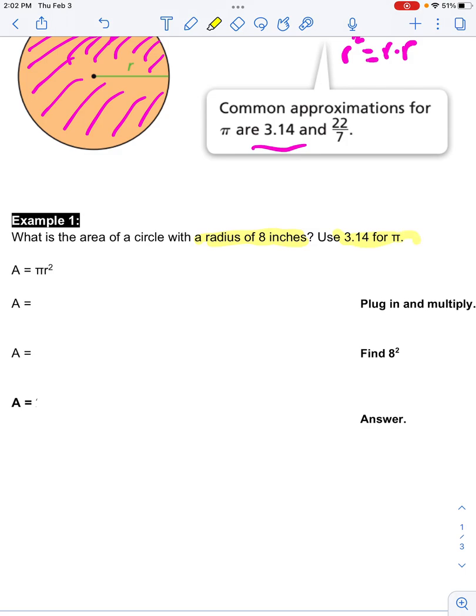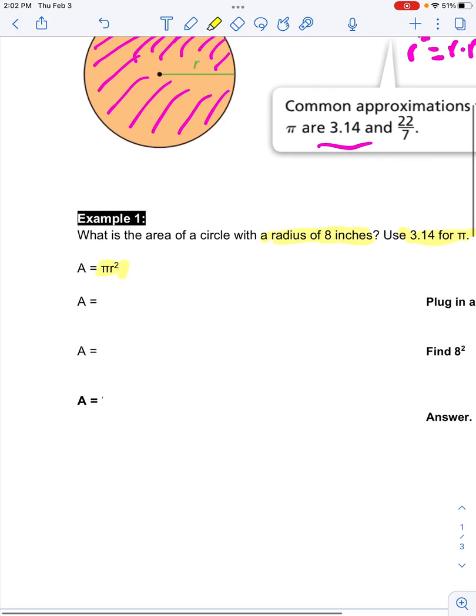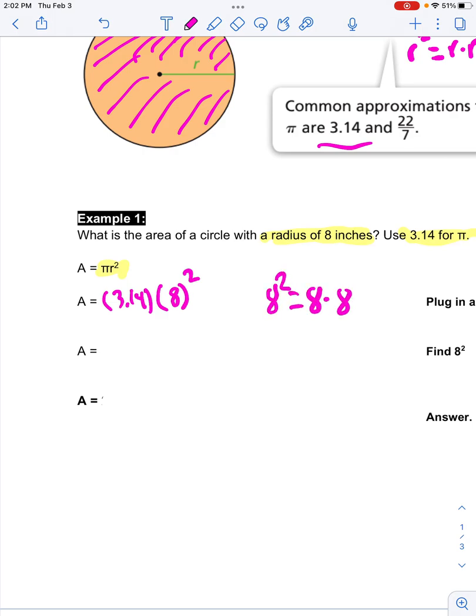Use 3.14 for pi. So here's our equation. We're going to plug in 8 for r, and we're going to use 3.14 for pi. So 3.14 times 8 squared. So I'm going to do some side work. 8 squared is 8 times 8. So I know that this is going to be 3.14 times 64.